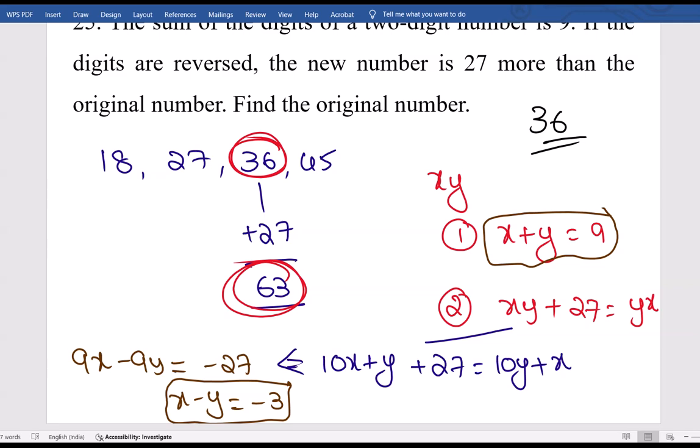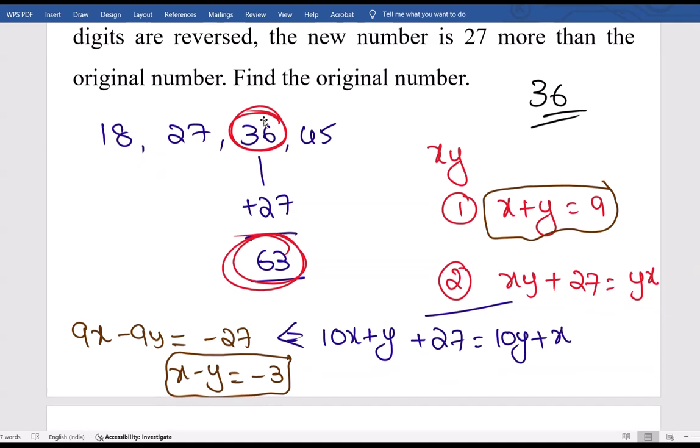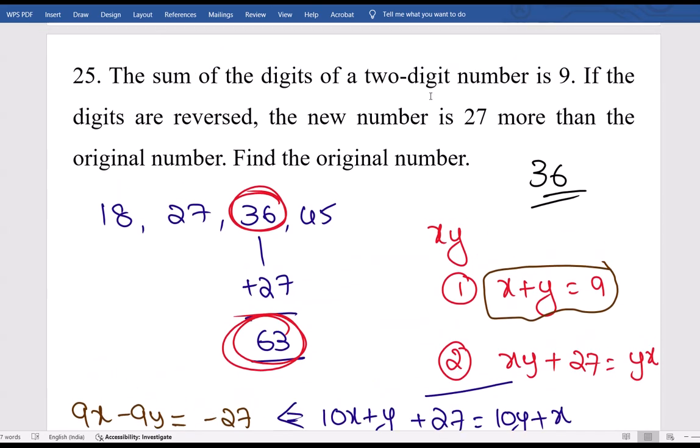A similar question was already given in the GATE exam also. You can find this question. Instead of 27, they gave, I think, 45 or something. They may give 36, 45, like this. They may change things.